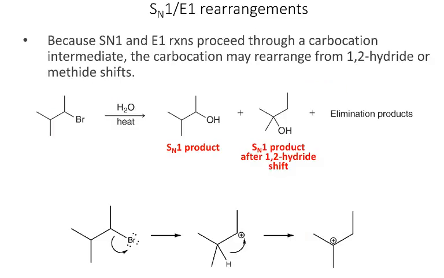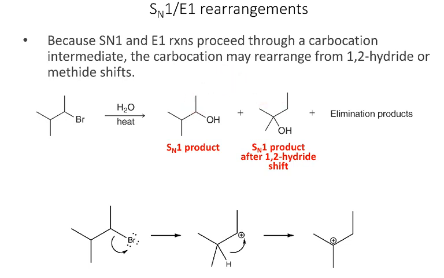Okay, so both the SN1 and the E1 reactions proceed through a carbocation intermediate. And we saw previously, when we looked at the patterns for these mechanisms, that one of the common patterns is carbocation rearrangement. And so SN1 and E1 reactions can often involve these carbocation rearrangements. And so if I look at this substrate, and if I heated that in the solvent water, we can actually get two different substitution products.